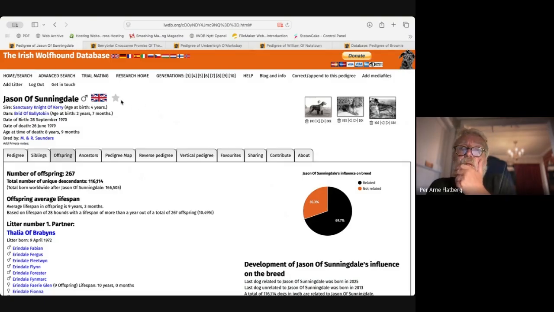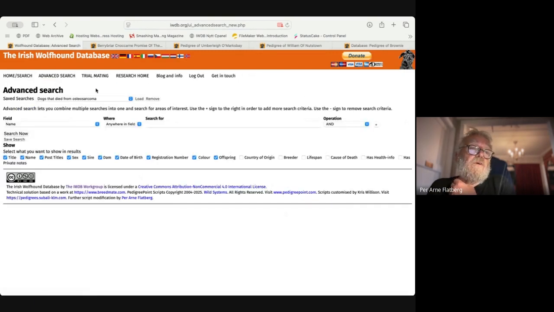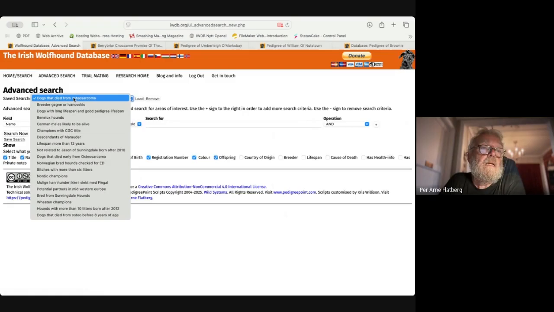I also wanted to show you the advanced search function. It's really quite complicated. We did an update just a few months ago to make it more readable, but it is a way to combine a lot of search functionality.